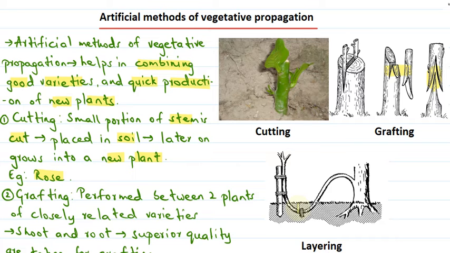Then we also discussed the layering technique. In layering, a stem of a plant is bent down to the soil. One of the stems here is bending down to the soil. In the area where it touches the soil, roots develop, which can later emerge into a new plant. This can be practiced in case of climbing rose. So this technique is called layering.